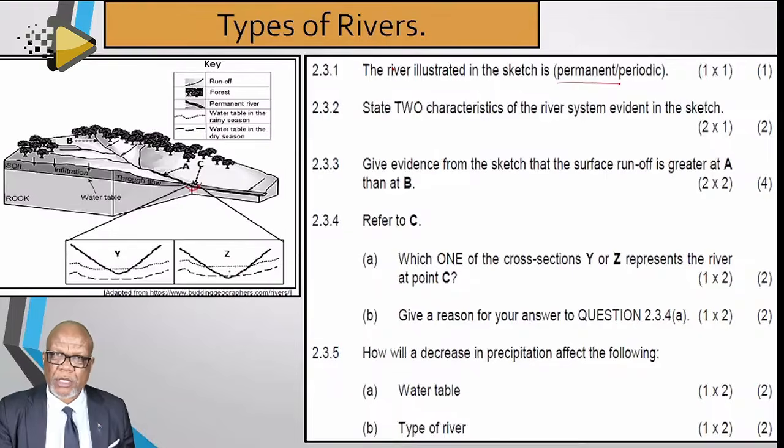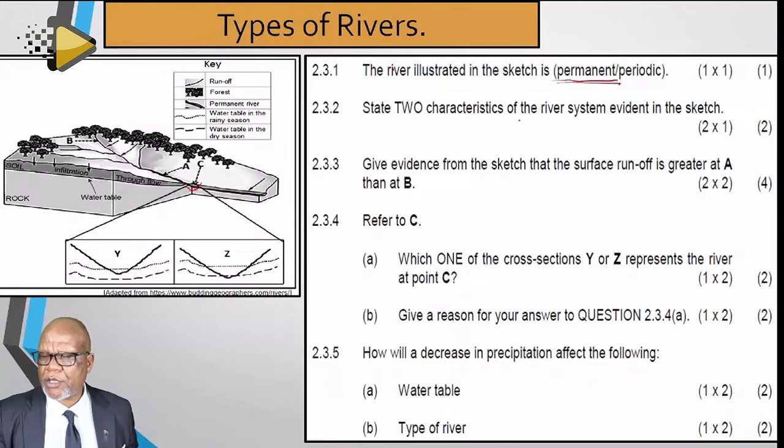So the water table is above the riverbed, which means there's always going to be a source of water throughout the year. During the rainy season, this river will flow because it has two sources. Number one, groundwater, which it intercepts through the water table. And number two, precipitation. During the dry season, only groundwater is supplying the river, so this river is going to flow permanently, or throughout the year.